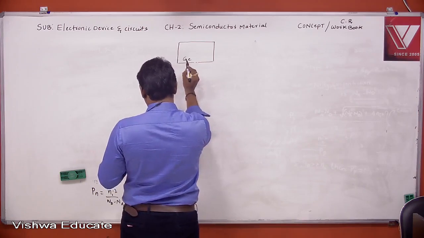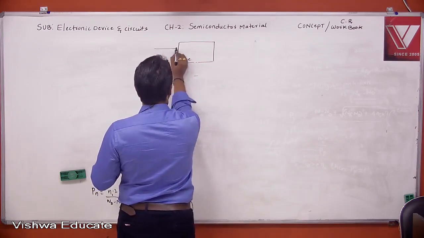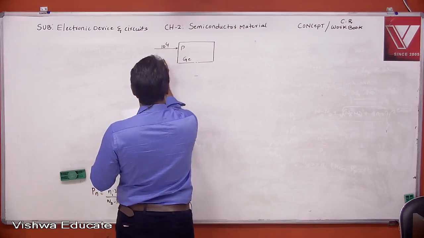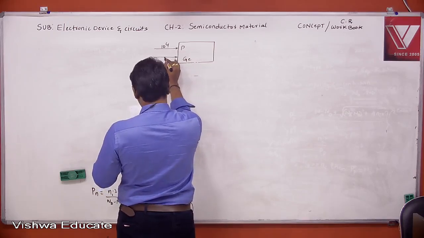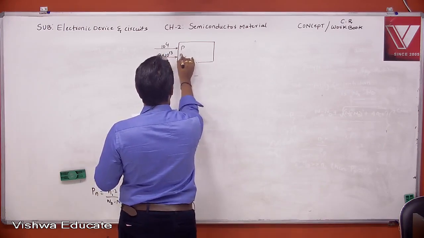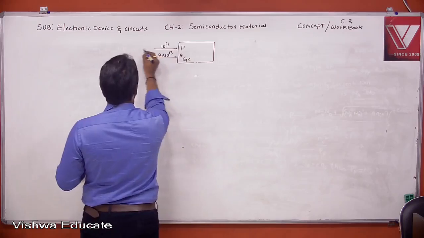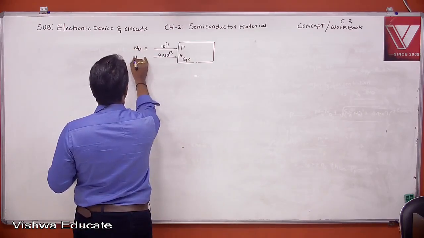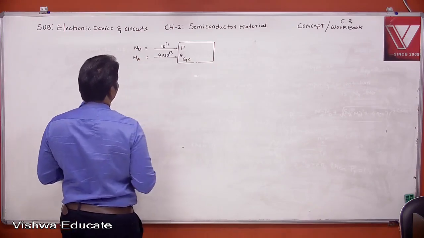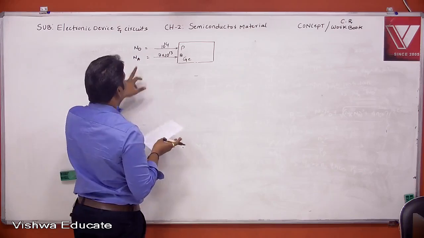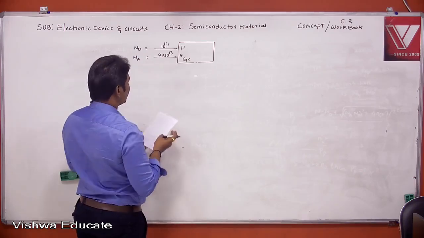It is doped with what actually? It is doped with 10 power 14 phosphorus, right? Also, it is doped with what actually? 7 into 10 power 13 boron, right? So phosphorus means I think this is the donor concentration. Boron means this is the acceptor concentration, right? Donor concentration is 10 power 14 and acceptor concentration is 7 into 10 power 13.